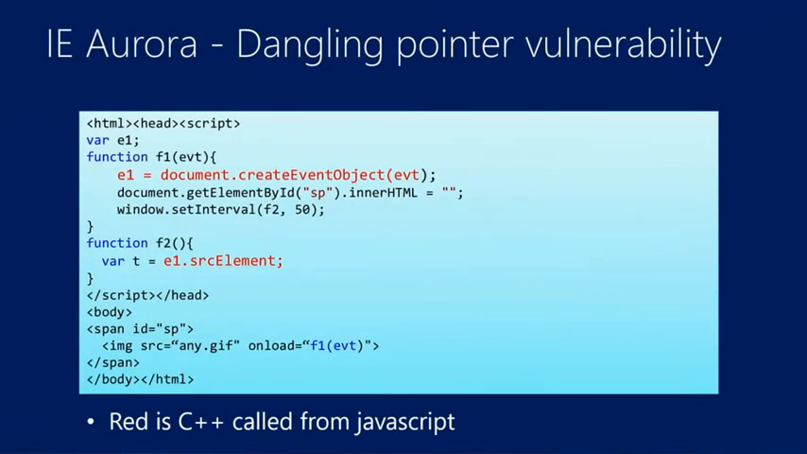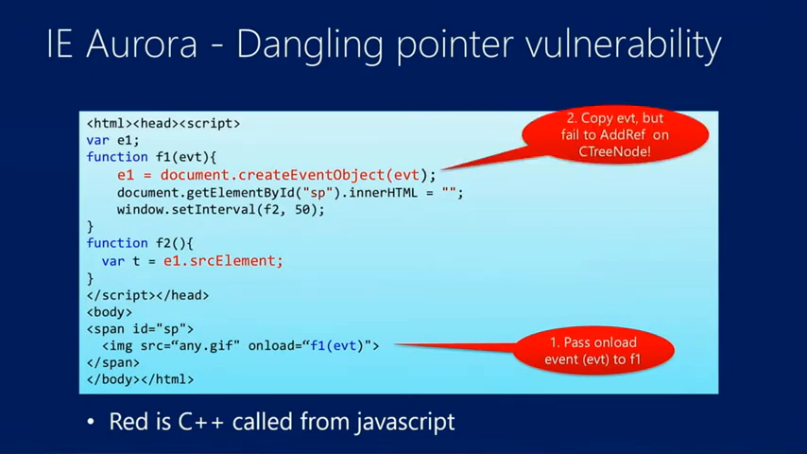So here's another really exciting piece of code. This led to a lot of press. This exploit is about, I would say, 3.5 years old, so I'll still be able to leave the room and have a job. This is how it worked. We're going to pass an onload event to a function, f1. Then we're going to copy that event data structure, and we're going to forget to do an add ref.